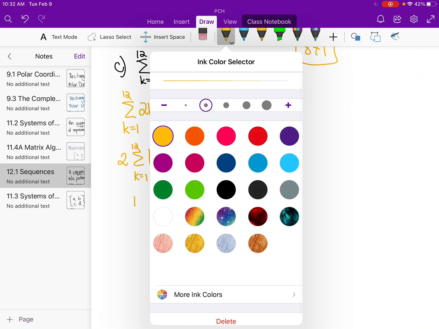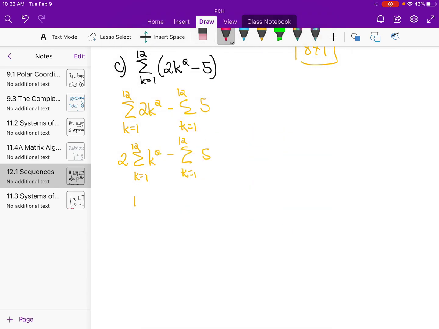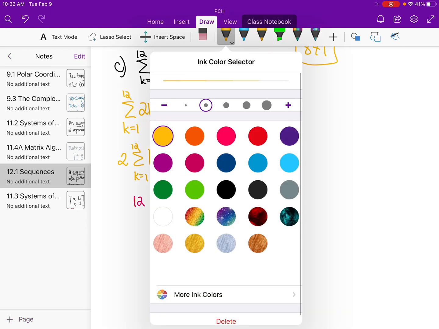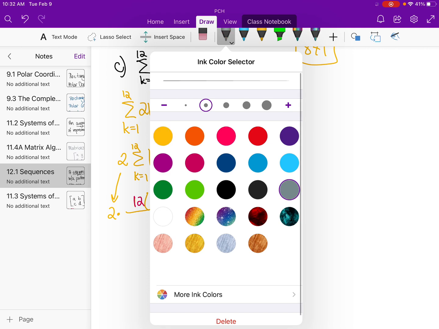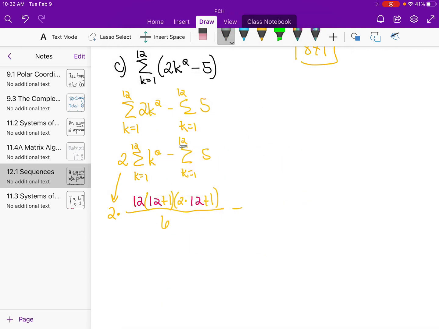Well, let me color code it. Let's see if I can figure out the spacing on this without writing. N times n plus 1 times 2n plus 1 over 6. Don't forget about that 2 hanging on for the ride. And then we already learned that the sum of a constant, we multiply these together. And I'm going to leave that arithmetic for you.